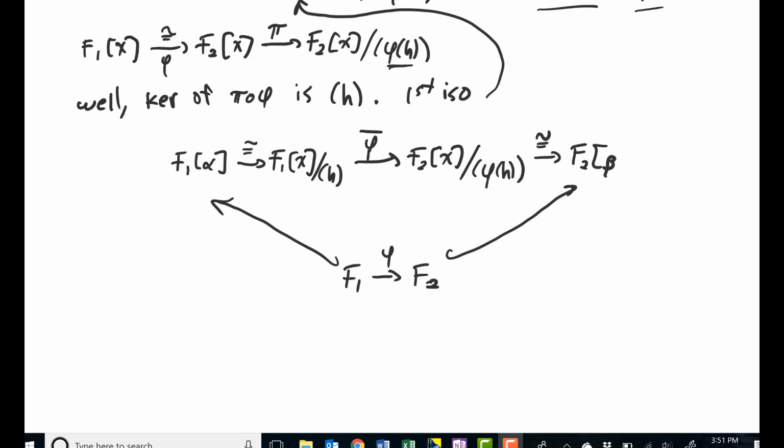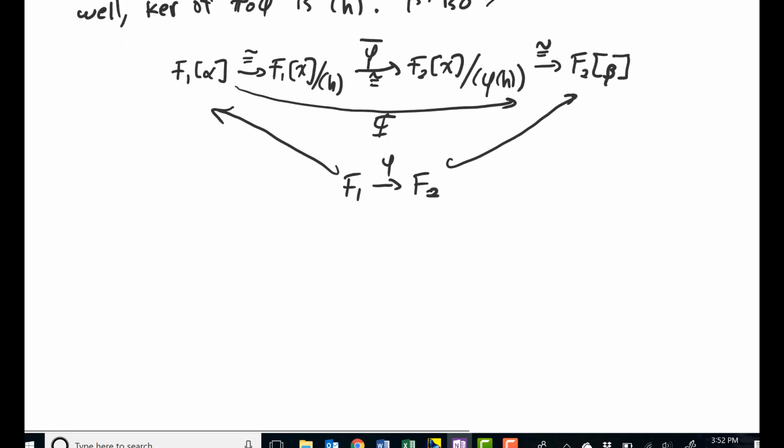So we get this big diagram here. F1 is included into F1 of alpha. There's the isomorphism to F1 of x mod h. And then we use this phi bar to go isomorphically to F2 of x mod phi of h, which goes isomorphically to F2 attach beta. And I claim this composition here is, we're going to call it our psi, and that is the psi we wanted. So how do we know that it does everything we wanted?